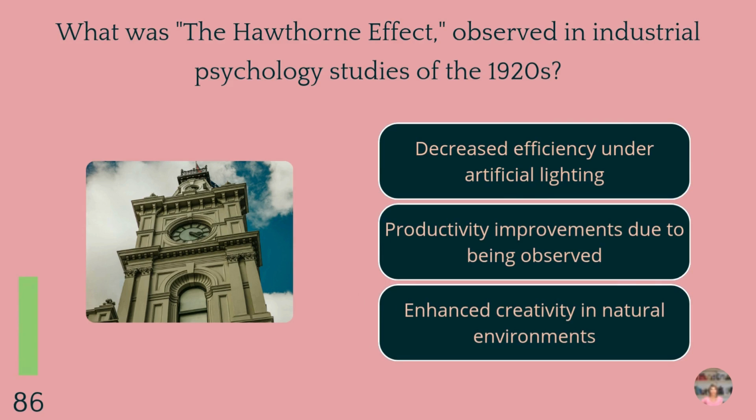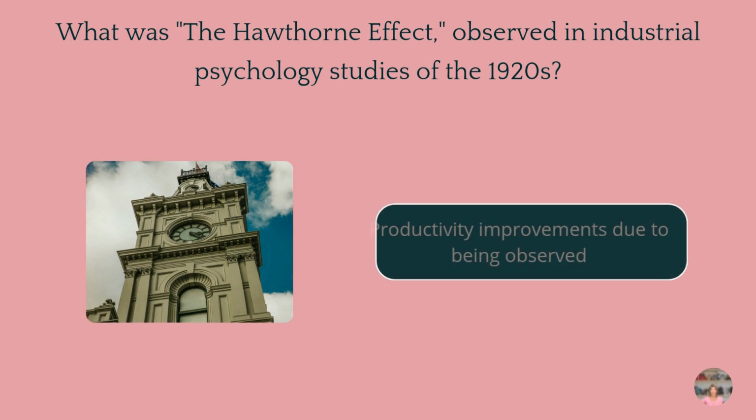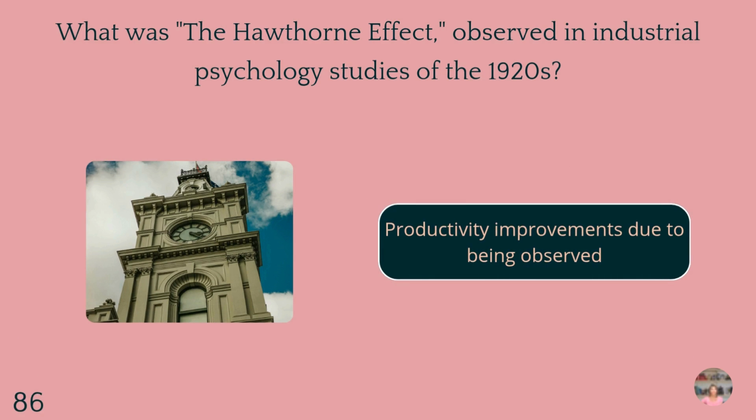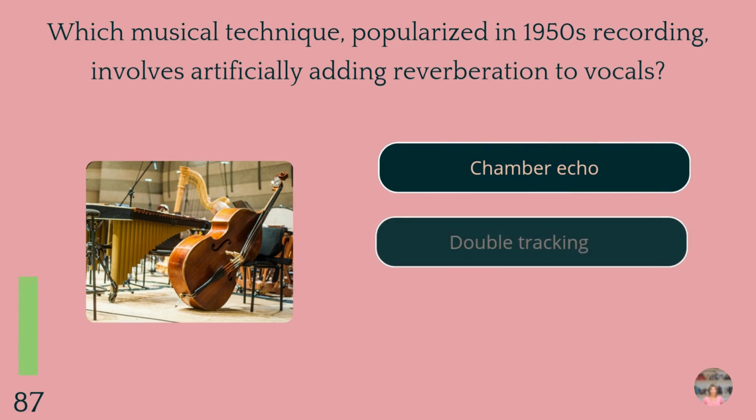What was the Hawthorne effect, observed in industrial psychology studies of the 1920s? Decreased efficiency under artificial lighting, productivity improvements due to being observed, or enhanced creativity in natural environments? Productivity improvements due to being observed.